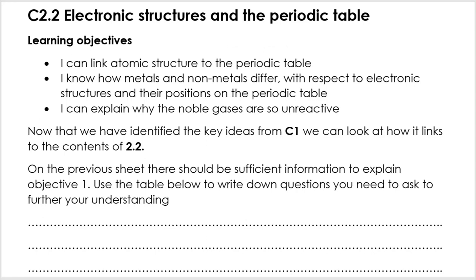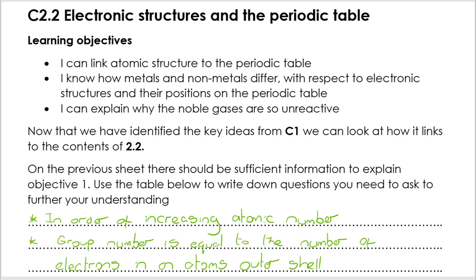Now, in this first question, we are looking at Objective 1, linking atomic structure to the periodic table. There might be questions that you can ask yourself about it, but what can you say about those links? And the first thing to say is that in the modern periodic table, they are placed in order of increasing atomic number. The group number is also equal to the number of electrons in an atom's outer shell. So group 1 has 1 electron in its outer shell. Group 2 has 2 electrons in its outer shell, all the way up to group 7 having 7 electrons in the outer shell. Group 0 or group 8, the noble gases, have a full outer shell.